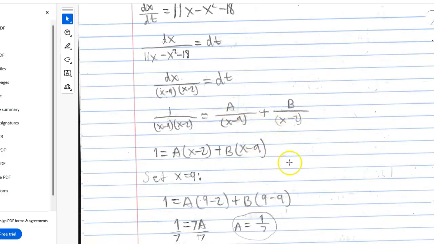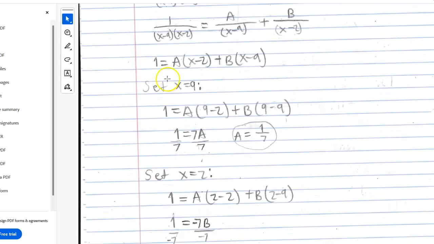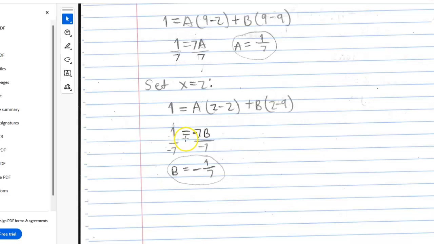Next, we use cross multiplication, where we get 1 equals a times x minus 2 plus b times x minus 9. Next, to find a, we set x equal to 9 and input 9 into where x is in the equation, giving us a equals 1 over 7. Then we do a similar process for finding b, where we input 2 into the equation, giving us b equals negative 1 over 7, as seen here.